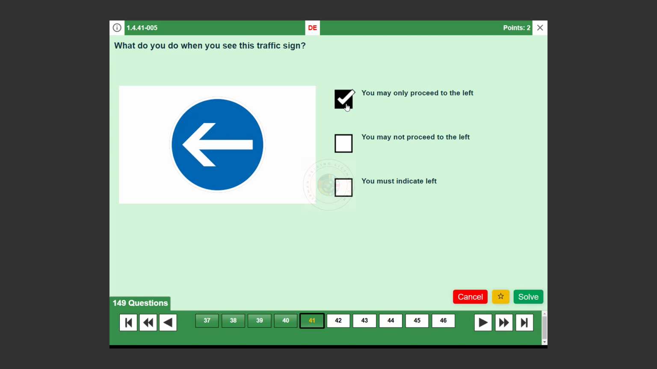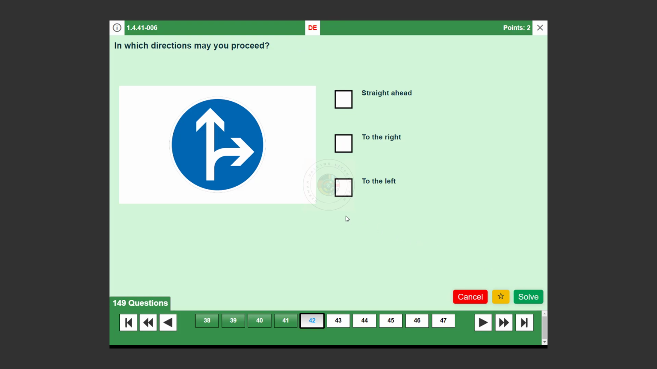You may not proceed to the left. False. This is incorrect. The sign specifically indicates that left is the only direction to proceed. You must indicate left. True. When following the sign's directive, using the left indicator is mandatory for clarity.